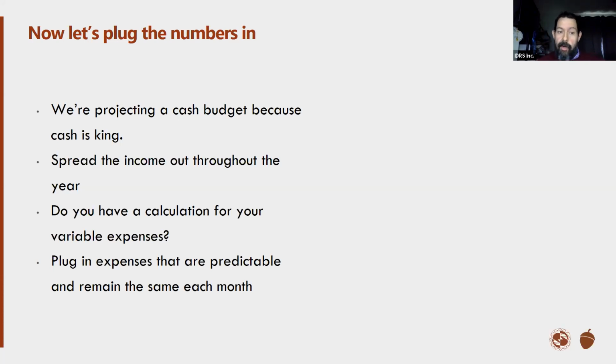And so what also we're going to do is we're going to spread this income throughout the year. So do you have a calculation for your variable expenses? We talked about how we're going to do it.